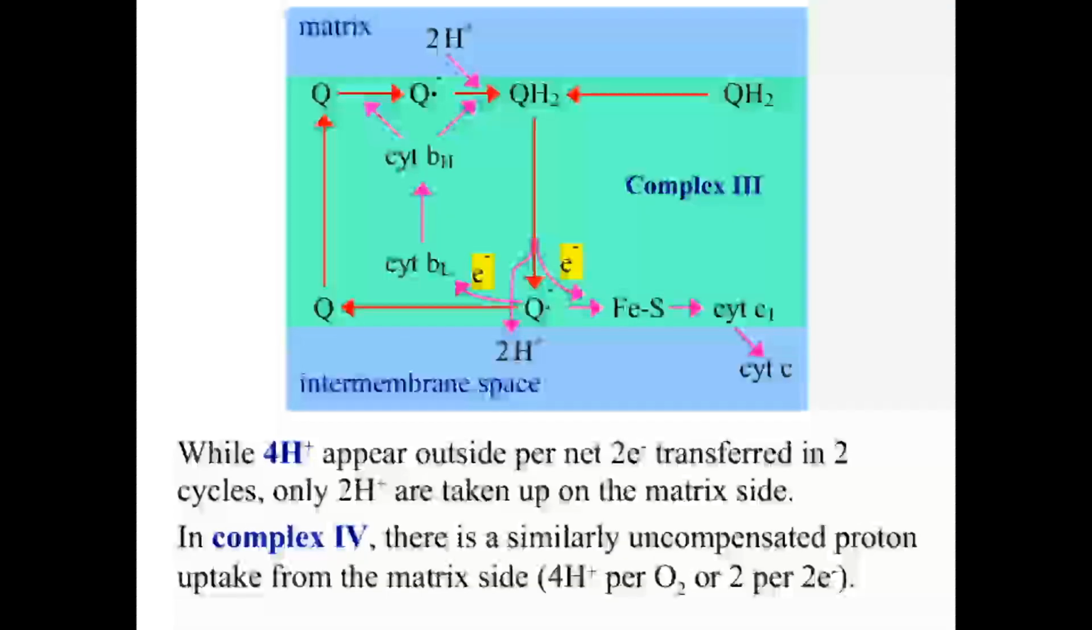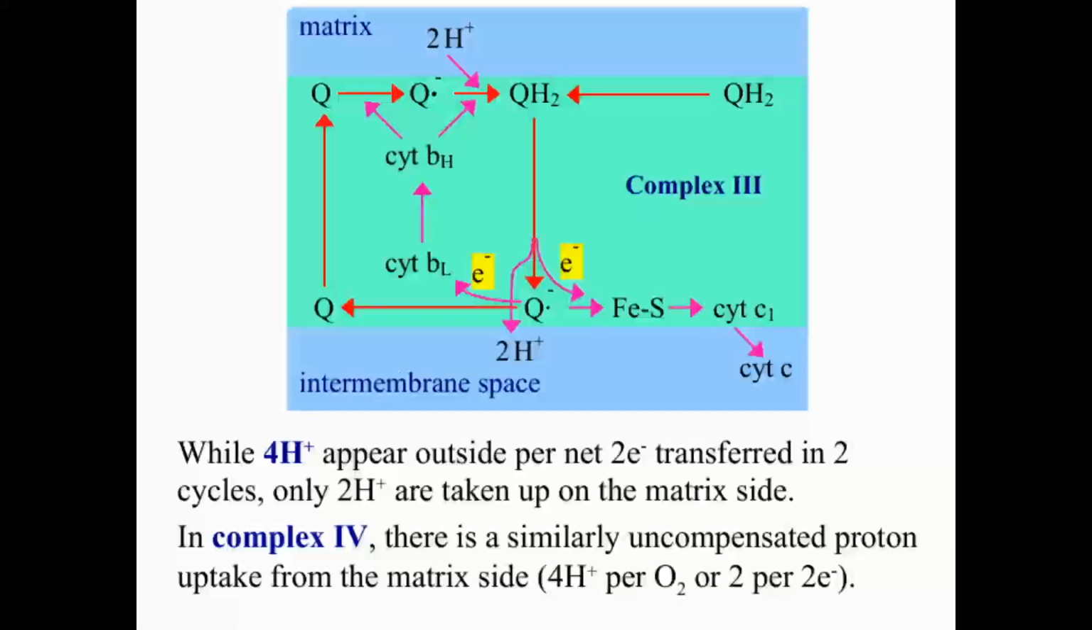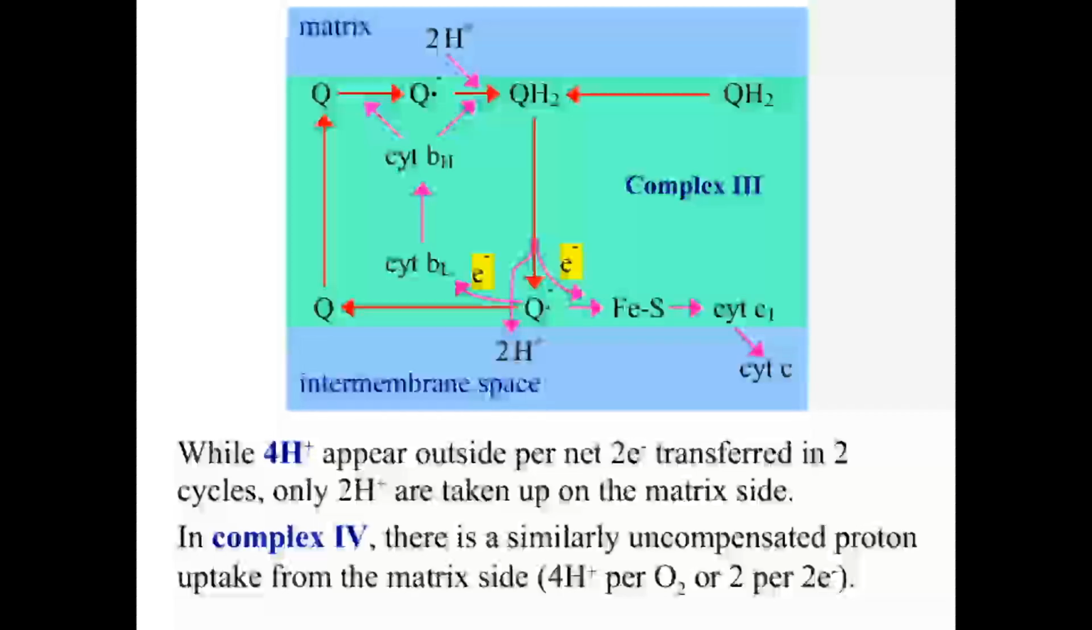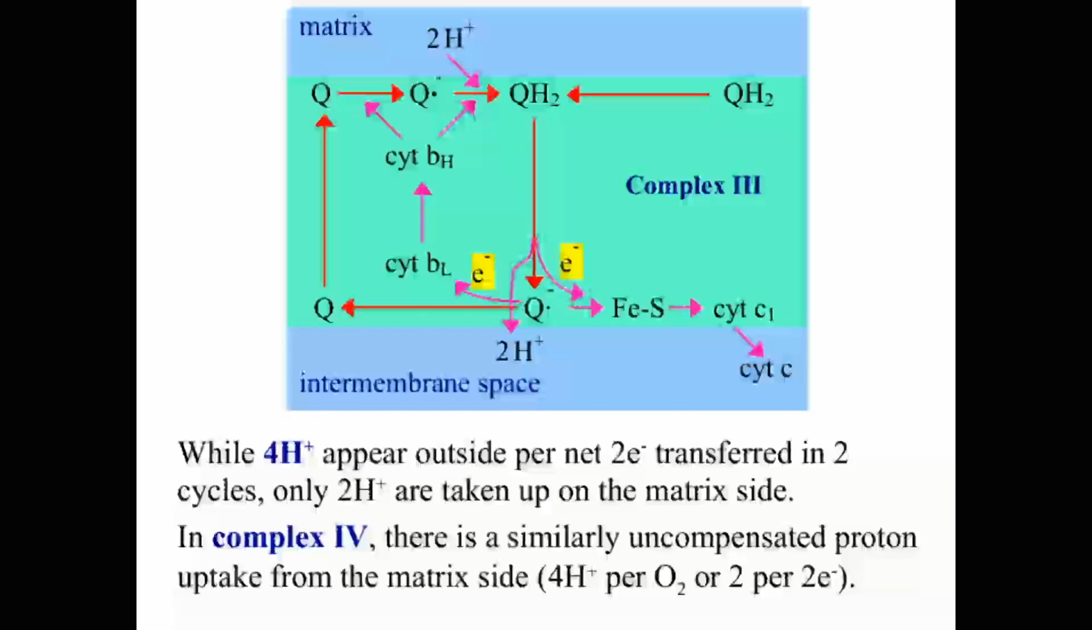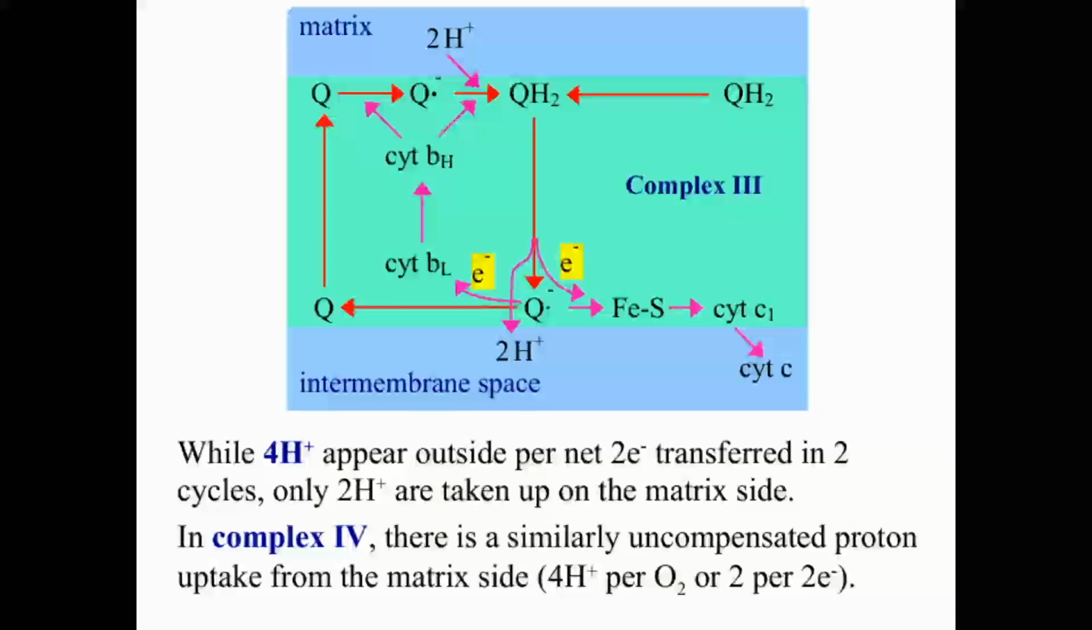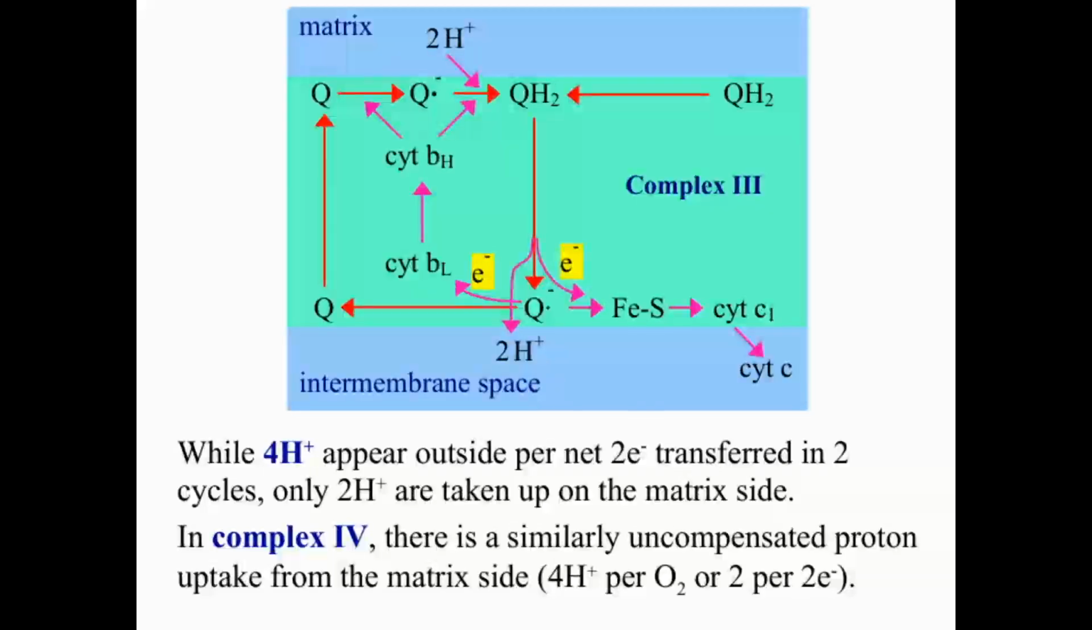The key idea is that these proton transfers aren't always perfectly balanced on both sides of the membrane, which has important implications for how we understand the proton motive force and energy conservation in these processes. It highlights that the system is inherently asymmetric, and this asymmetry is crucial for driving ATP synthesis.